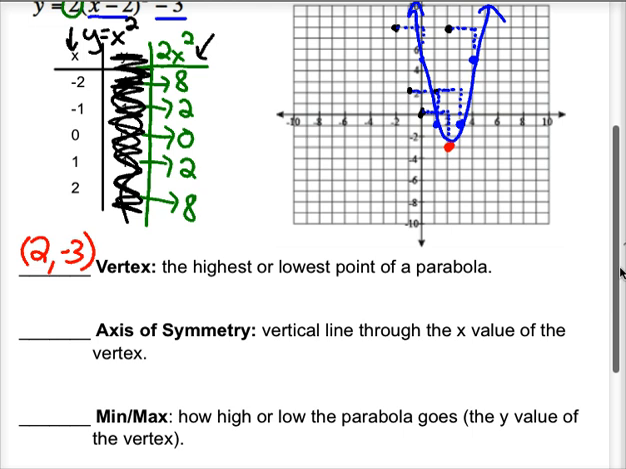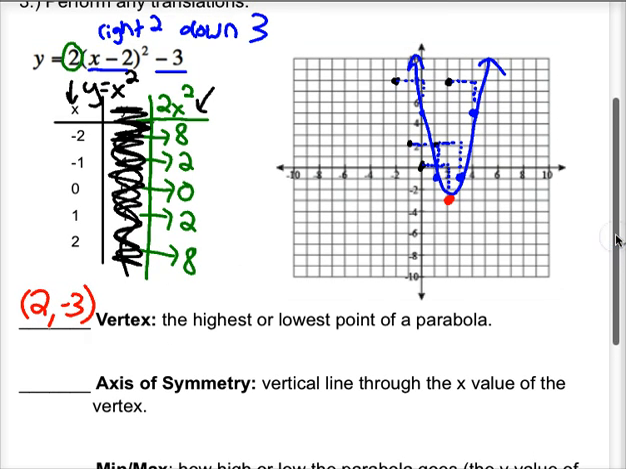So the vertex is the very bottom or very top of our graph. The axis of symmetry is that vertical line through the x value of the vertex. So remember, I can just use that x value, but to write it as a line, I need x equals 2. All right, you need to have that x equals part.